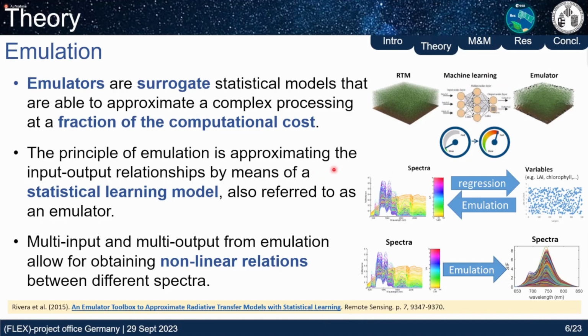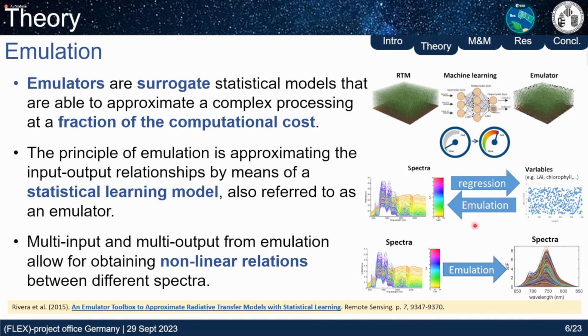To understand better what an emulator is, for instance, sometimes we have spectra from RTMs, and we use machine learning algorithms to obtain a regression to obtain the variables corresponding to the spectra. It's like the inversion model. However, the emulation goes in the opposite direction. The inputs of the emulation are the variables and we obtain the spectra information. So they do the same as the RTM.